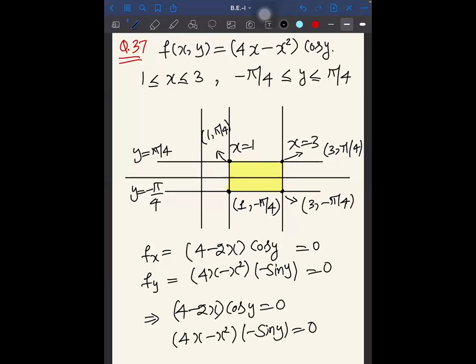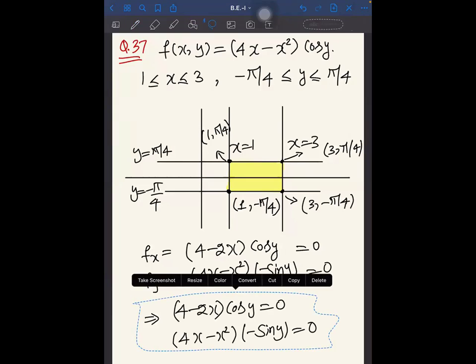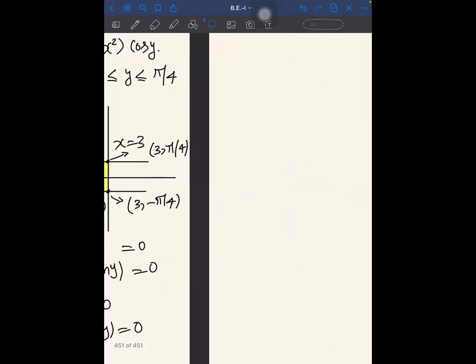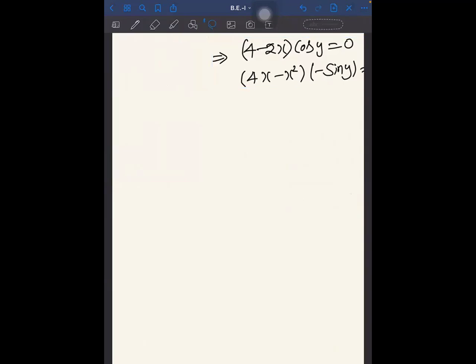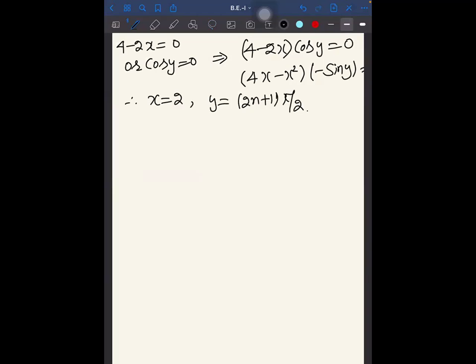So now let me take this expression to the next page. I'll keep in mind that these are zeros. So either your 4 minus 2x is equal to 0 or your cos y is 0. So either your x is equal to 2 or your cos y is 0. So cos y 0 means what? y is odd multiple of pi by 2. Are you with me on this?